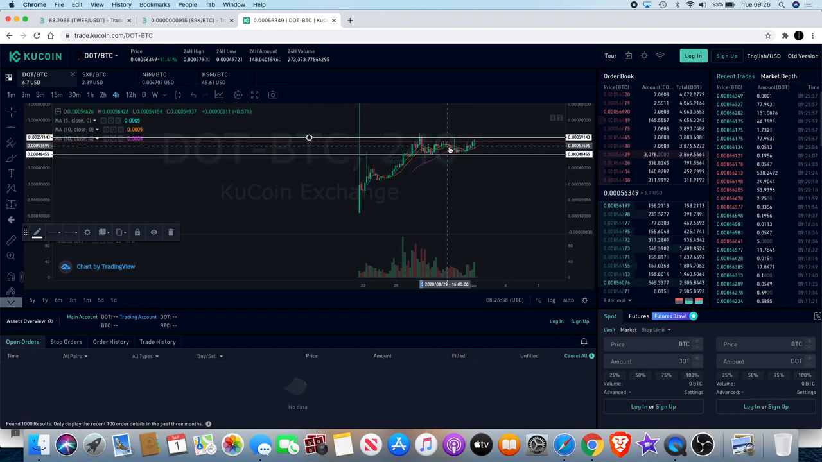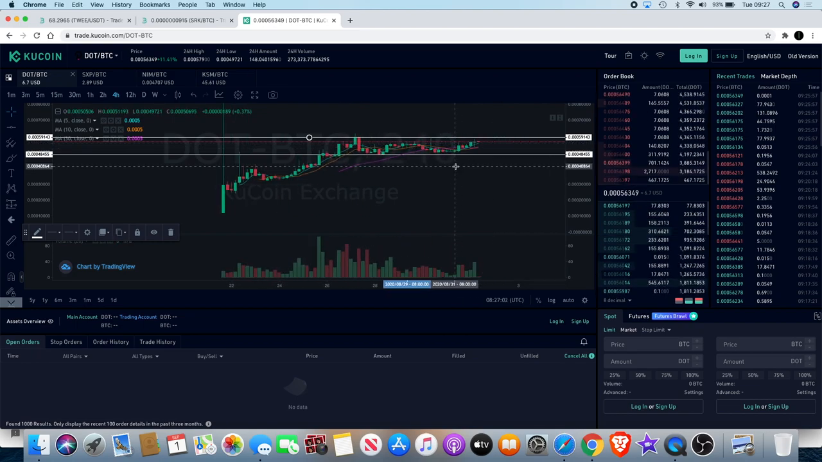So you can see this kind of a W pattern forming on Polkadot as well, and it's trending to the upside. So it's only a matter of time, maybe in the next couple of hours, maybe in the next 12 hours, this could be breaking through, guys.